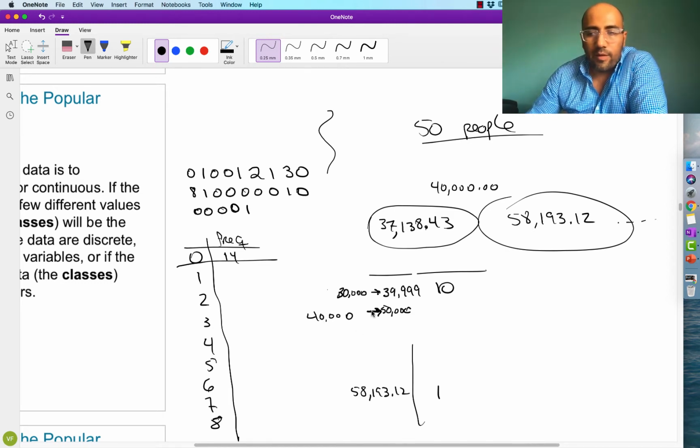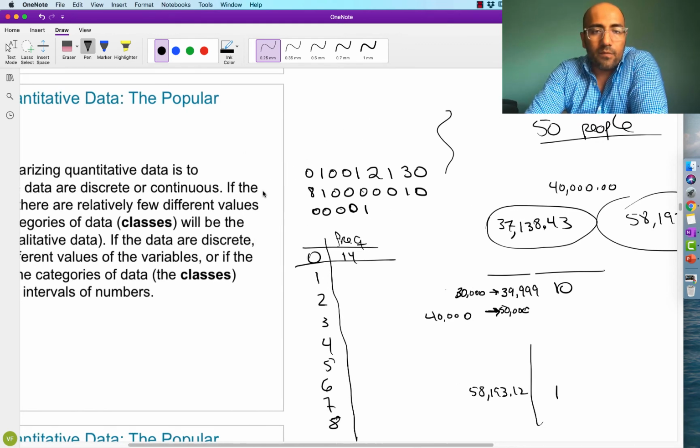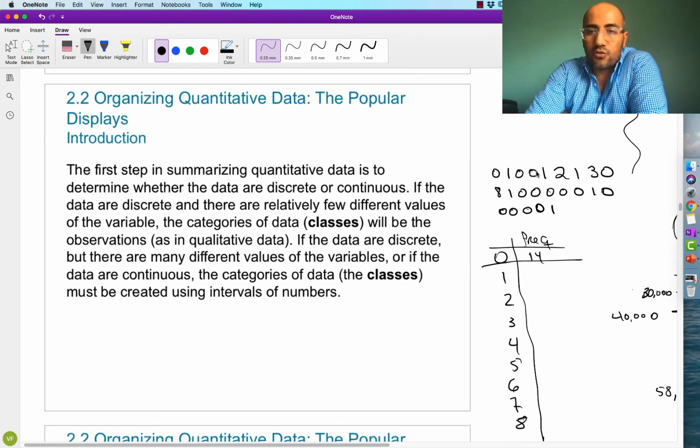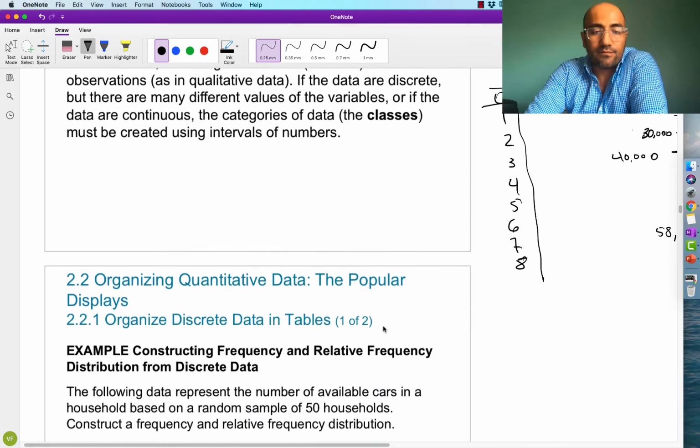Okay, so we have to be careful about how we create these classes, and we're going to come back to that in a little bit, but just giving you a sense of what we're doing. So we're going to start off with cases where we have a small number of differences in the discrete values, so we can just use those values as our classes. On the other hand, if there's a lot of them, then we want to start grouping them up into classes that are kind of like a range of values.